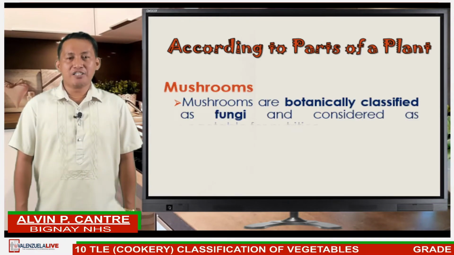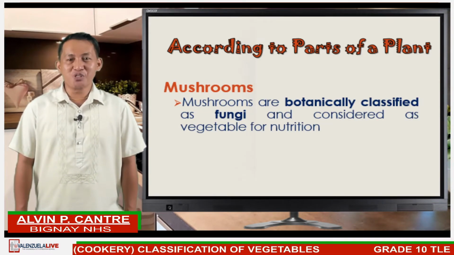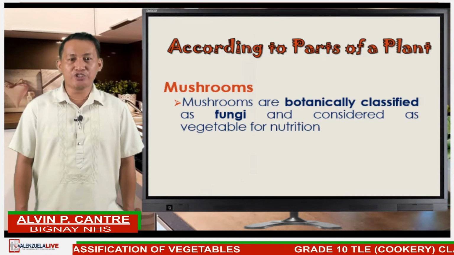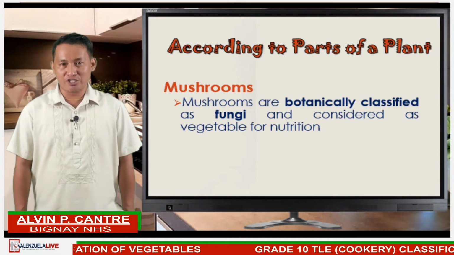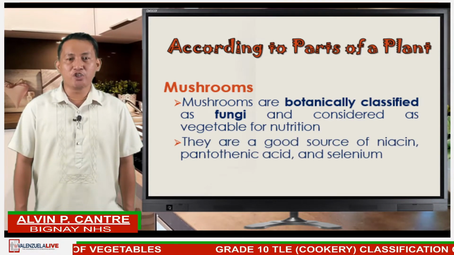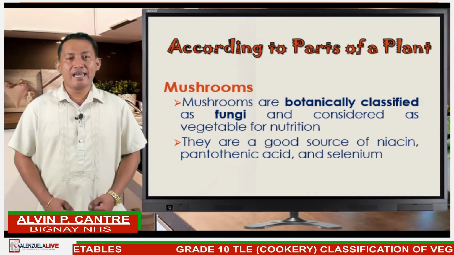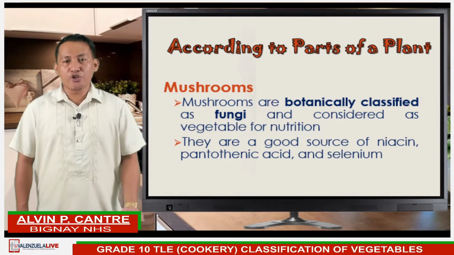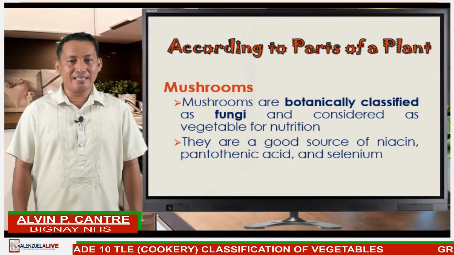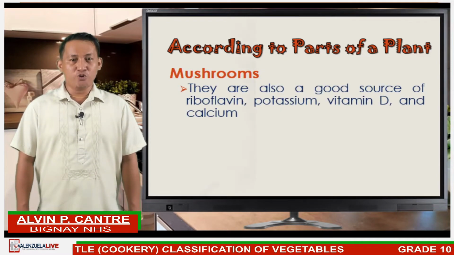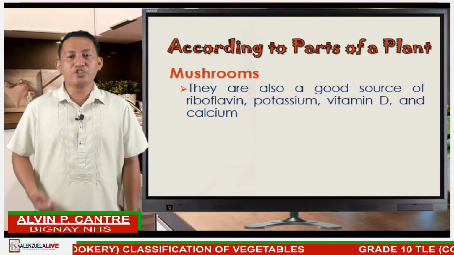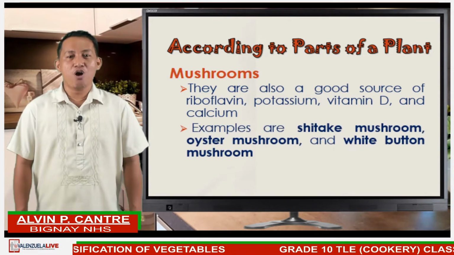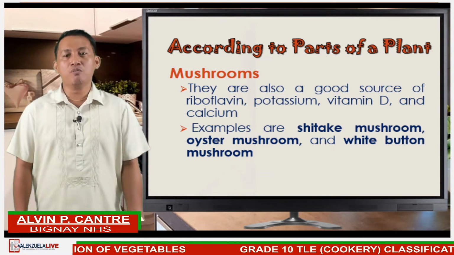And lastly are the mushrooms. Mushrooms are botanically classified as fungi, take note, fungi, and considered as vegetable for nutrition. Mushrooms have been part of the human diet for many years and enjoyed in diverse types of dishes. They are also a good source of niacin, pantothenic acid, and selenium. They are also a good source of riboflavin, potassium, and calcium. Examples are shiitake mushrooms, oyster mushroom, white button mushrooms.